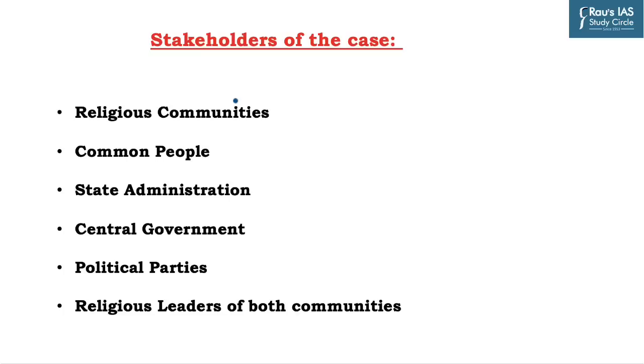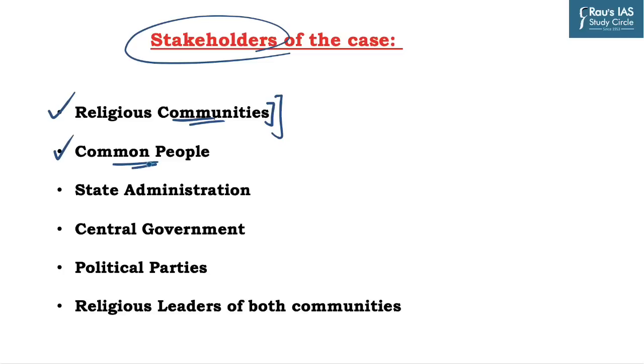Let us try to assess the stakeholders which are involved in the case. The first one is the religious communities, as the riots happened between 2 religious communities, so they are the prominent stakeholders. The second one is the common people who are affected by this particular incident, the third is the state administration who has the responsibility to maintain the law and order situation in the society. The fourth one is central government, as court has directed the state to deploy central forces, so central government comes into picture. The fifth one is political parties, and the sixth one is the religious leaders of both communities. These are the broad stakeholders which are involved in the case.